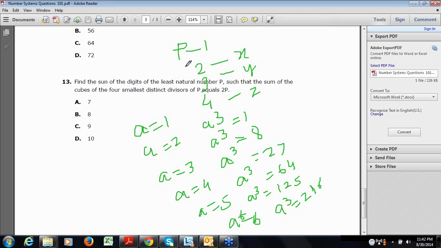Now x, y, z is 2, 3 and 4. So what will be the value of 2p? 2p will be 100. P will be what? 50. But 3 is not a divisor of 50. So for x, y, z, 2, 3, 6. 2, 3 and 6.